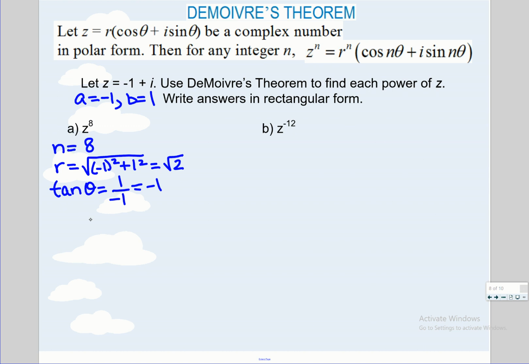Okay, so what quadrant is this angle in, by the way? Or this complex number, -1 plus i. Where would that be plotted? That'd be in quadrant 2. So that kind of tells you what angle you're looking for. We're looking for an angle in quadrant 2. What angle in quadrant 2 has a tangent of -1? And you can use degrees, it's fine.